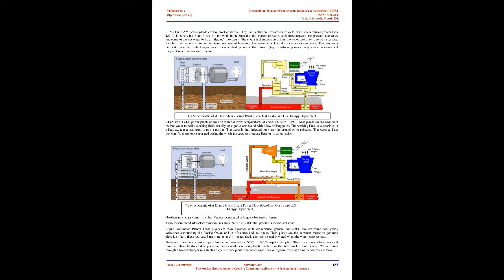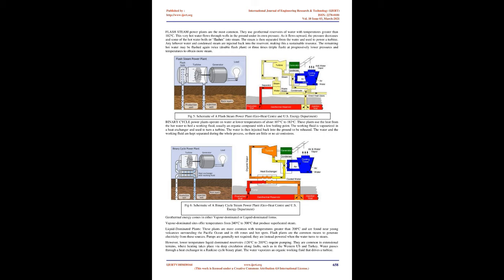However, lower temperature liquid-dominated reservoirs, 120 C to 200 C, require pumping. They are common in extensional terrains, where heating takes place via deep circulation along faults, such as in the western US and Turkey. Water passes through a heat exchanger in a Rankine cycle binary plant. The water vaporizes an organic working fluid that drives a turbine.